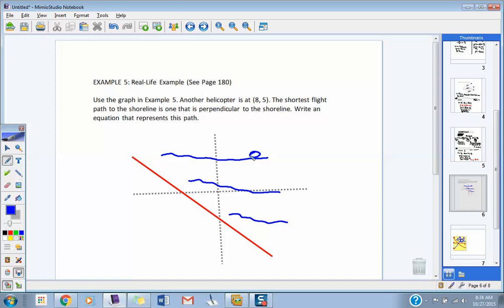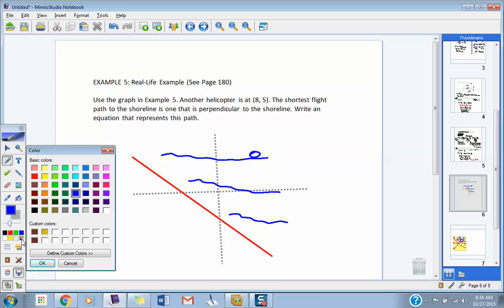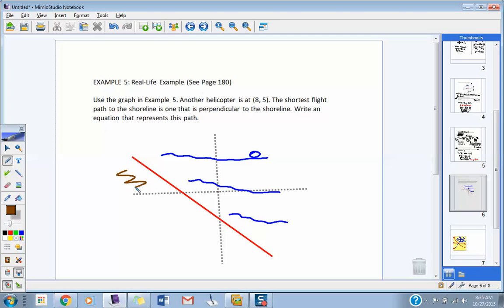Okay? And then over here, we're going to be at a beach. Let's see, which color would be sand? That's not really good sand. I'll go with this color right there for sand. Okay, over here is the sandy beach.